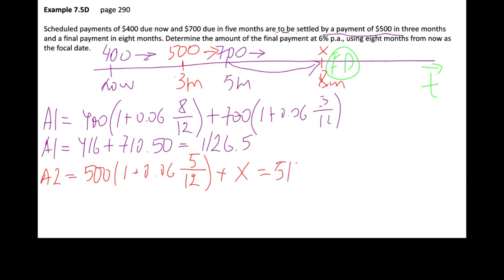So 500 times 1.0250... that is 512.50 plus X. So this expression is the value of agreement 2 in the focal date. In the focal date.